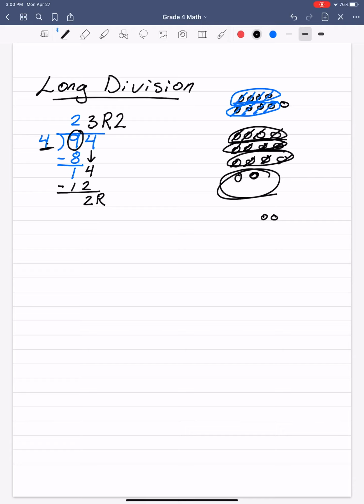So it is a little bit complicated. You do have to memorize the steps. Okay, so the first step is to divide.